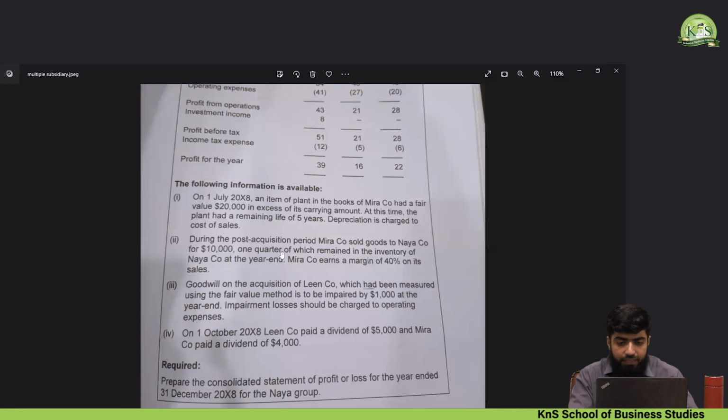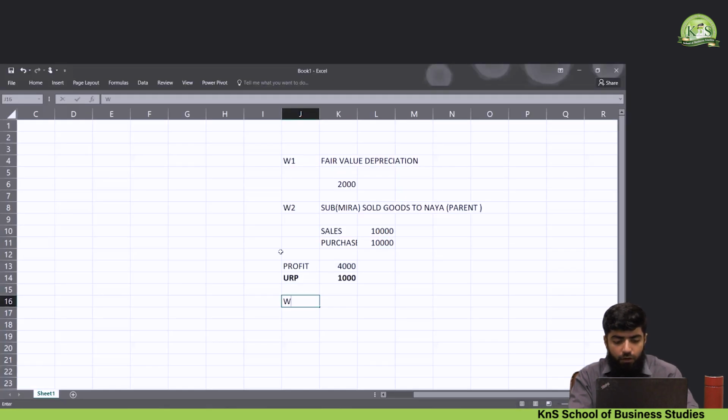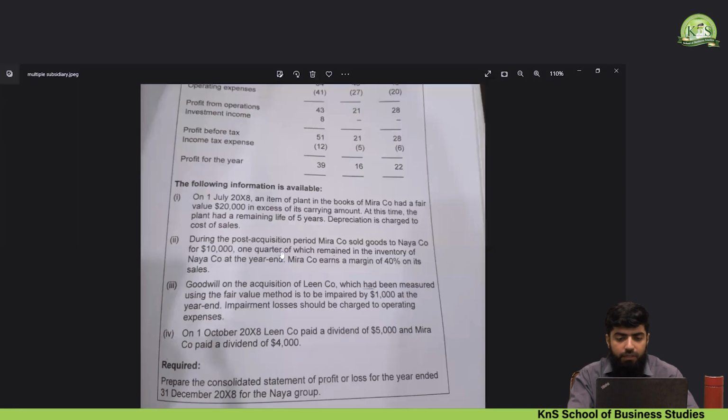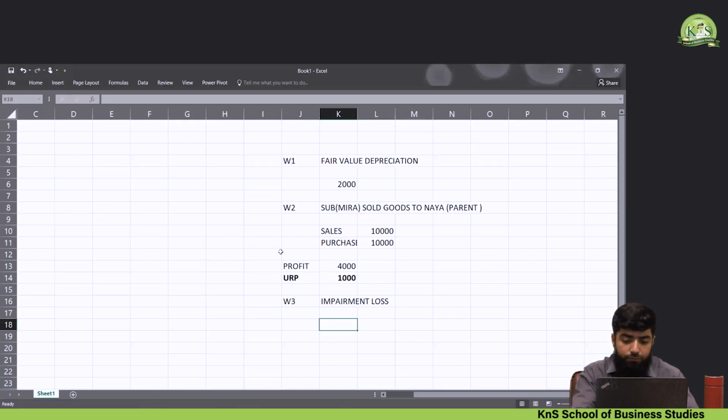Okay, the third adjustment is the impairment loss. Working 3, although no working is required for the impairment loss, as the amount of impairment loss is already given in the question, but what we need to remember is that the impairment loss needs to be adjusted, and for that we need to debit the P&L, and definitely the goodwill account will be credited. But right now in P&L we are not discussing the goodwill account, so P&L debit and goodwill credit with the amount of 1,000, and this adjustment is required.